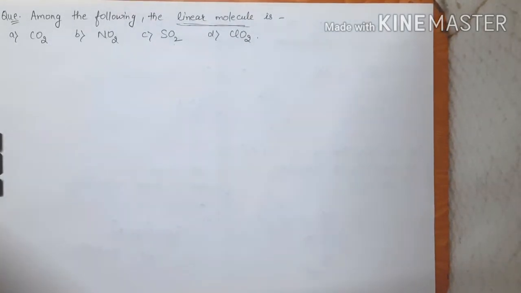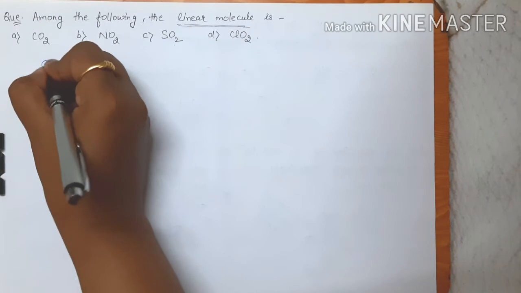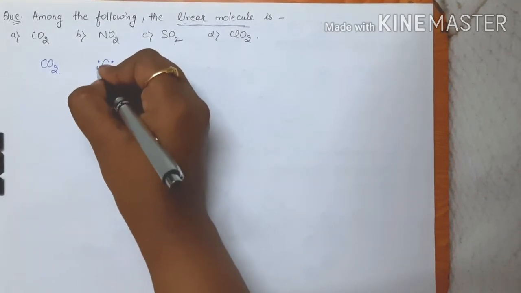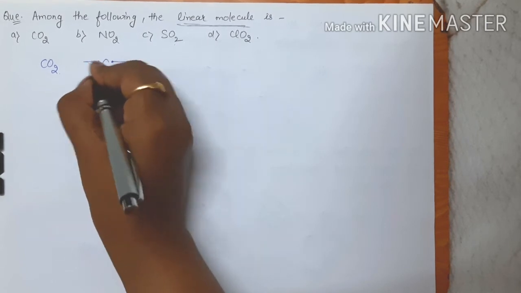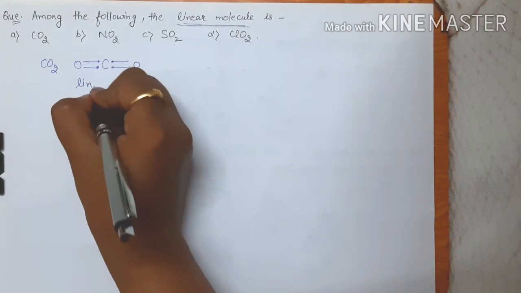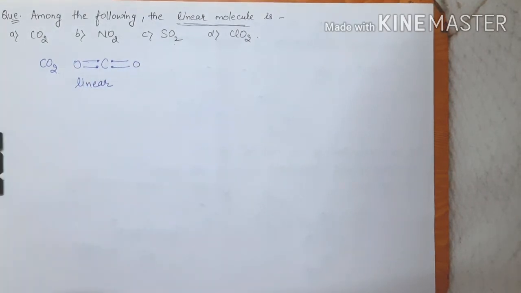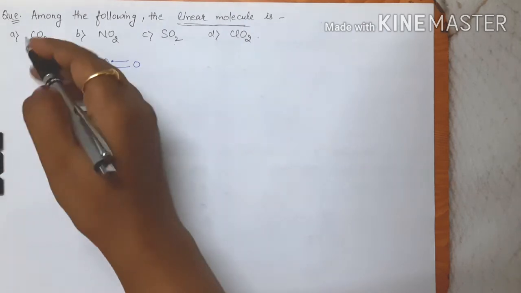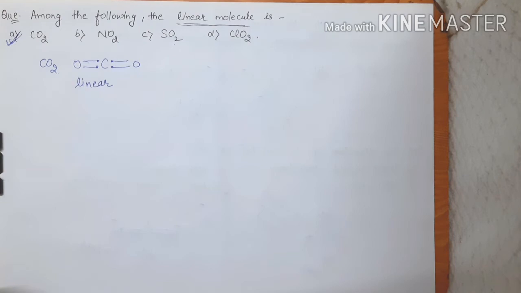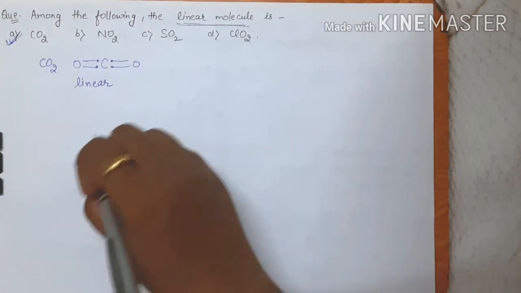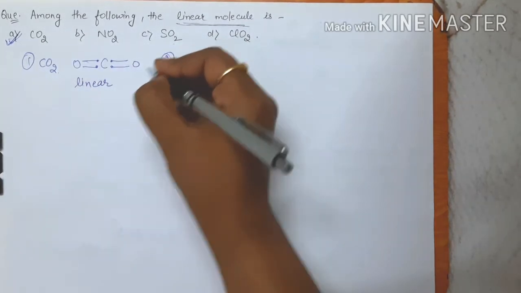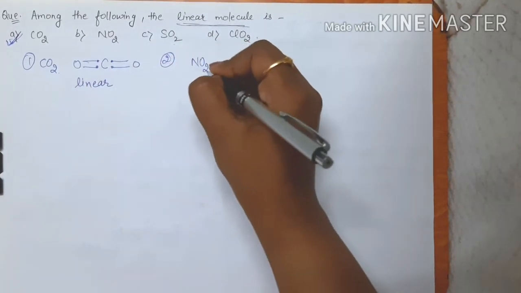So first, starting with CO2 molecule, we all know carbon is having 4 electrons in the valence shell. 2 oxygens are attached like this because these are bivalent. So CO2 is having linear shape. So we have got our answer, which is option A. But for practice purpose, we are going to solve these remaining 3 molecules also. So CO2 is done. Now the second molecule is NO2.